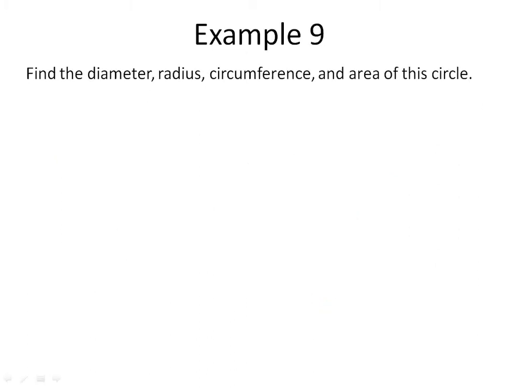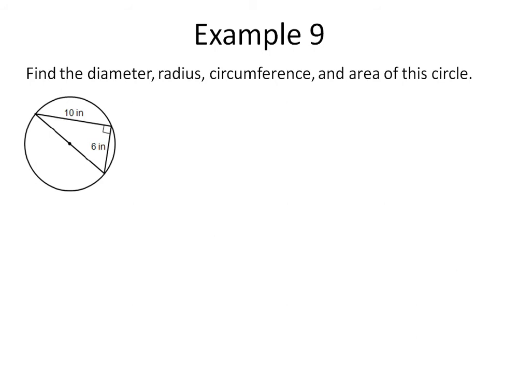Okay, let's move along to example 9. In this case, they want us to find the diameter, the radius, the circumference, and the area of this circle. So here's the circle we're given. They give us the measurements of a right triangle that's inscribed in the circle. Because the hypotenuse goes all the way across the circle and also goes through the center of the circle, that means that that is the diameter.